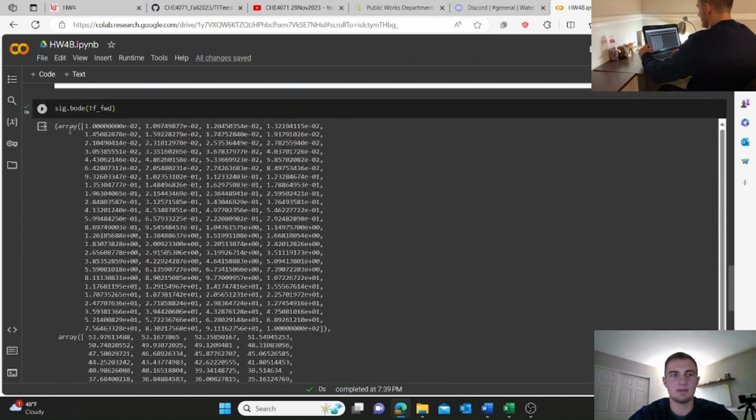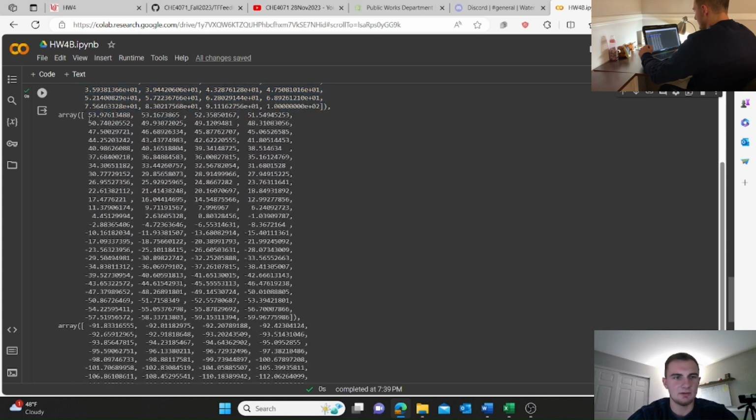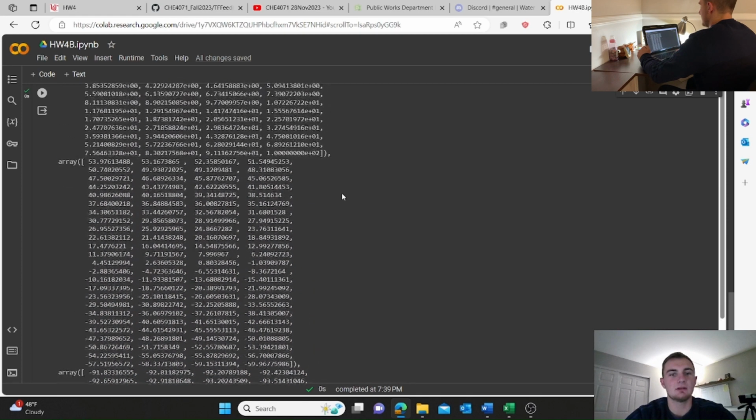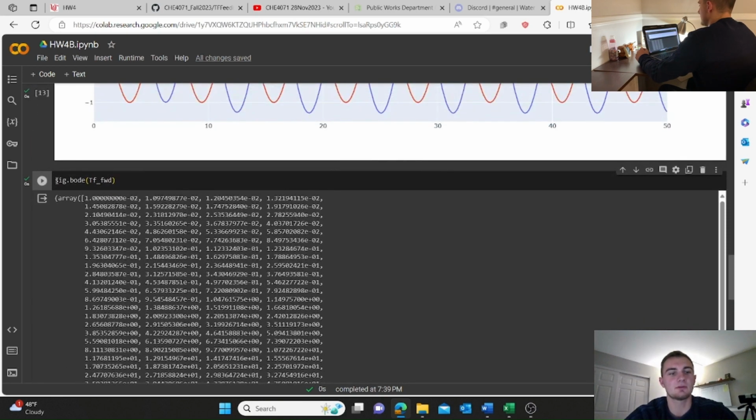These values here are the frequencies. The second array is the magnitude of the amplitude ratio, and the third array here is the phase lag. The amplitude ratio is commonly denoted in dB, for decibels, because that's what it's returned as. So let's go ahead and unpack this.